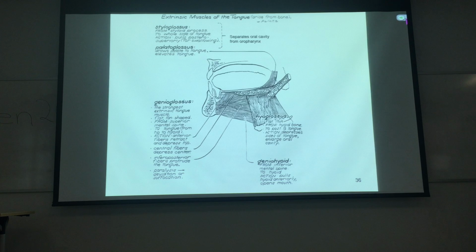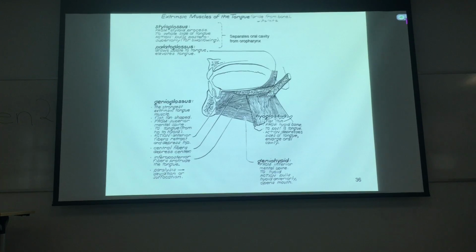Styloglossus, palatoglossus, genioglossus, hyoglossus. So when you look at this, a couple of things I want to make you aware of. One, I think by now you've all seen, styloglossus is the one coming from the superior posterior direction, comes down and then blends in with the hyoglossus muscle.